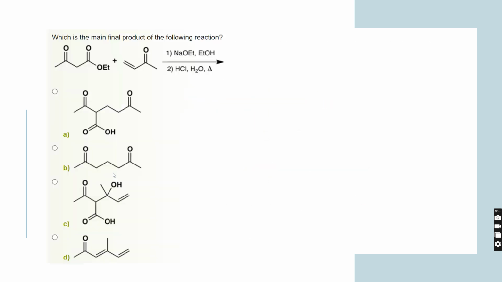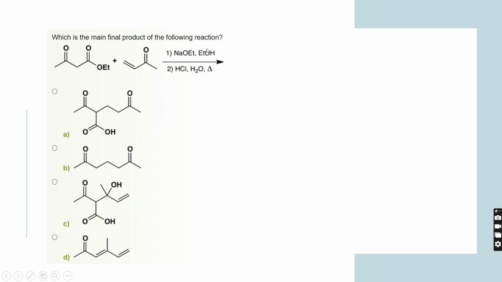So after this easy question, let us move to the next question. Which is the main final product of the following reaction? You have this beta ketoester substrate, and we are treating it with this alpha beta unsaturated ketone, and two steps are involved in the reaction. In the first step, we are treating these two substrates in presence of sodium ethoxide base in ethanol solvent.